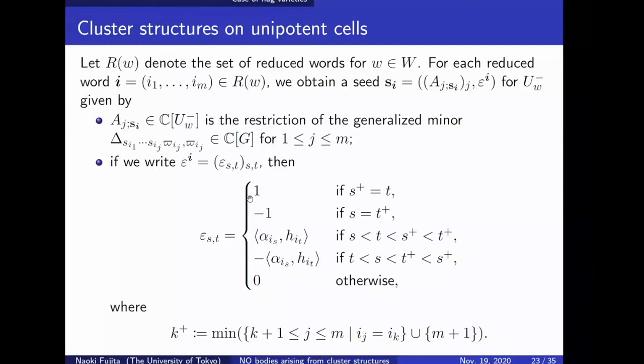In particular, a specific seed S_i is obtained from a specific decomposition i of w, called a reduced word. Let R(w) denote the set of reduced words. Then an element i in R(w) induces a seed S_i, whose cluster variables are given by some generalization of minors, and the exchange matrix is given in terms of root systems. So this is an example of a seed.